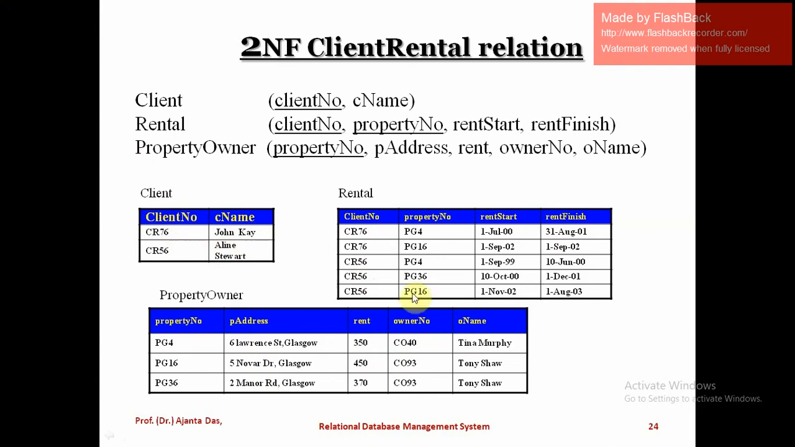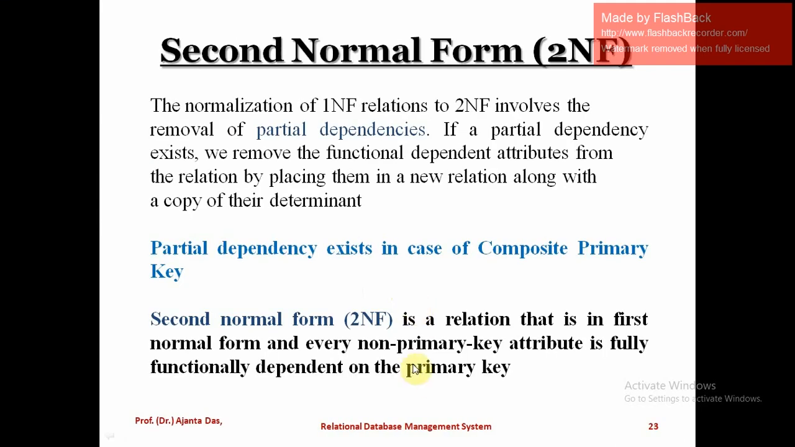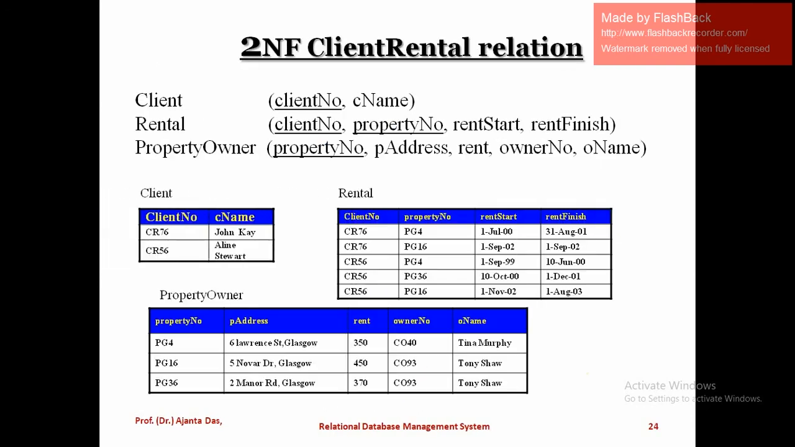And now for each table we can find the definition of 2NF. By definition of 2NF, every non-primary key attribute is fully functionally dependent on the primary key. So in client table, CNAME is the non-primary key attribute and that is directly dependent on client number. Similarly, in rental, rent start and rent finish are non-key attributes. Both of them are directly dependent on the composite primary key, client number, property number.